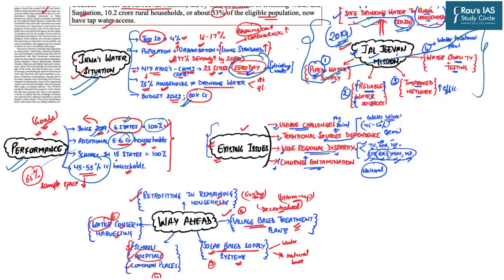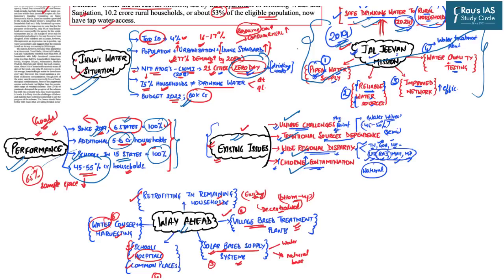And further, there are around 15 states in which the 100% goal is achieved, especially in their schools. But despite all these merits, there are certain existing issues in terms of unique regional challenges, high dependence on traditional sources, wide regional disparity, as well as increased instances of chlorine contamination. In order to deal with all these issues, in the last part, we discussed what can be a way ahead.